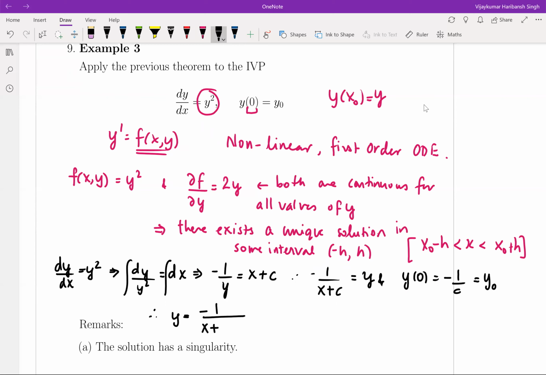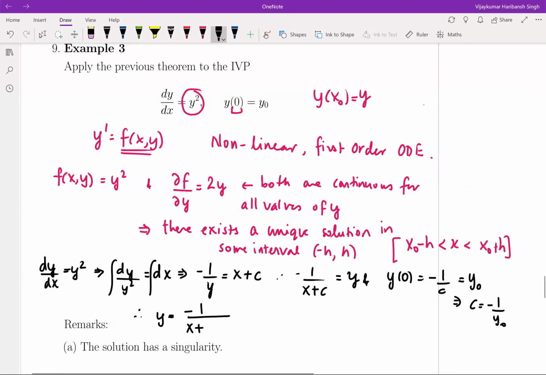x plus c. Now instead of c, what can I write from here? So c equals minus 1 by y0. Of course, we need that y0 should not be 0. Otherwise, this is not defined. So we get y equals minus 1 upon x minus 1 by y0.